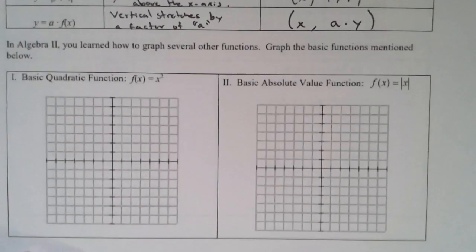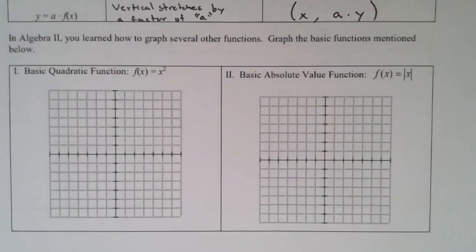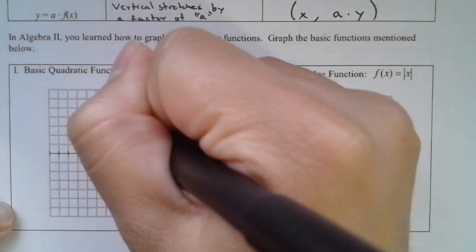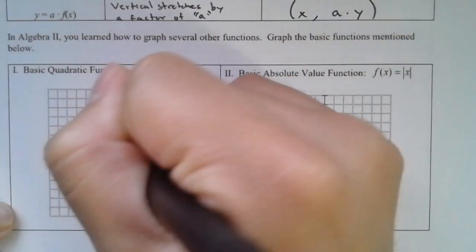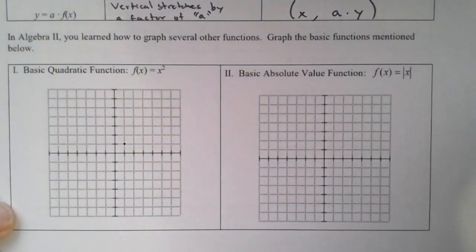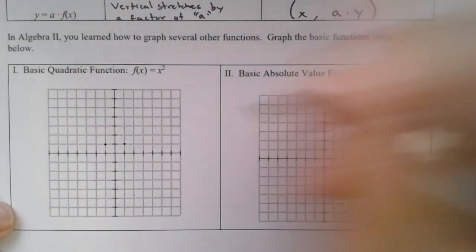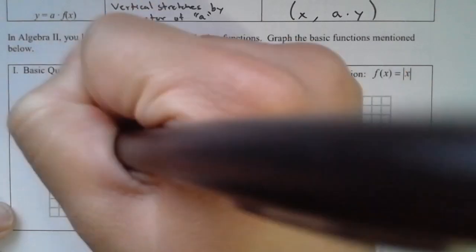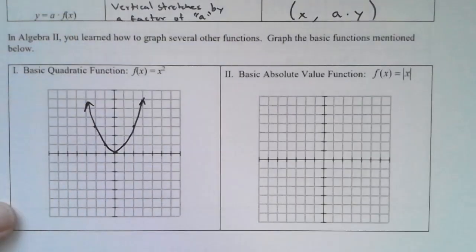Alright, next one says, in Algebra 2, you learn how to graph several other functions. Graph the basic functions mentioned below. So what does the parent function of x squared look like? I'm just going to go ahead and sketch most of these. At 1, you get 1 and it's symmetrical. At 2, you're going to get 4, and again it's symmetrical. So we'll start like that. Here's the parent function for a quadratic.